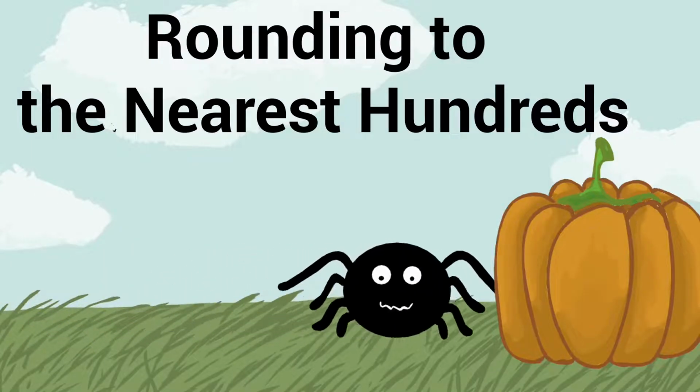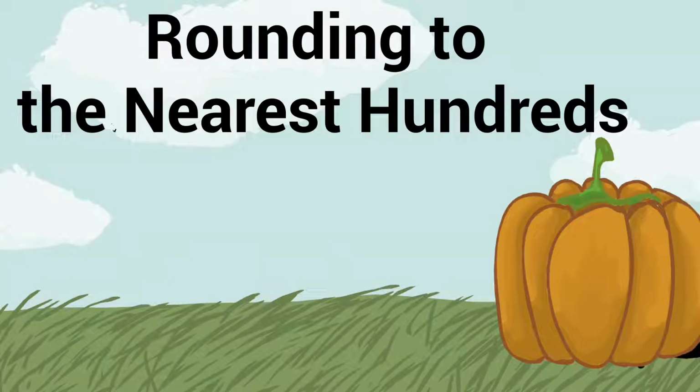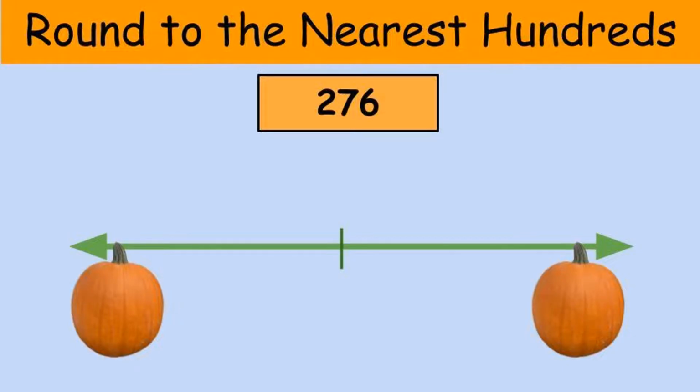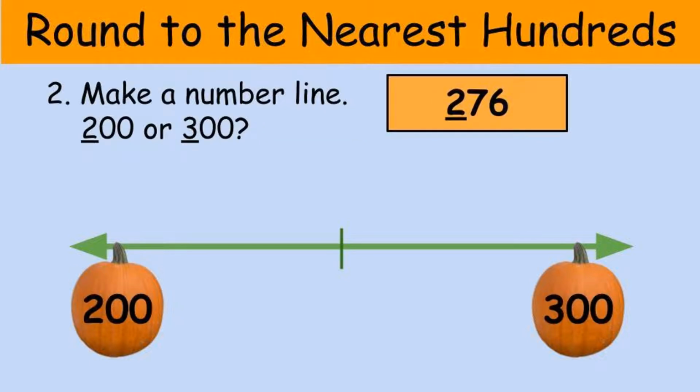Now we're going to round to the nearest hundreds place. Let's round 276 to the nearest hundreds place. First, I'm going to make a number line just like I did before, only this time I'm going to work with a 3-digit number. I can keep the 2 the same to make 200, or I can add one more 100 to 2 and get 3, making it 300.